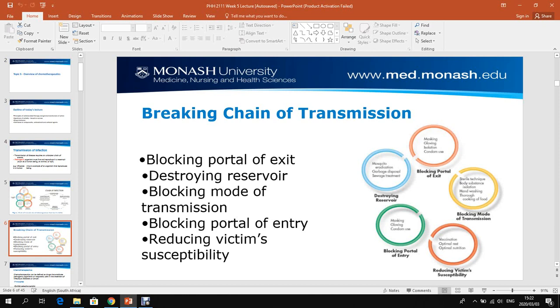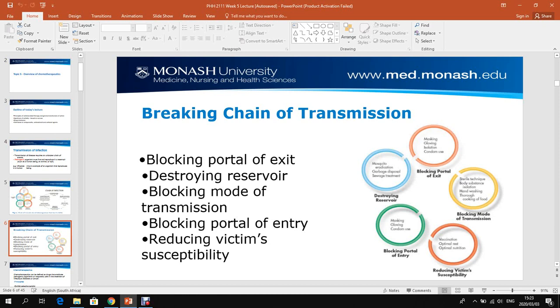Okay, you cannot destroy the human being, but there are certain reservoirs that you can actually destroy. For example, you can destroy water, or insects that may be able to carry such. And the third way of breaking this chain is by blocking the mode of transmission.